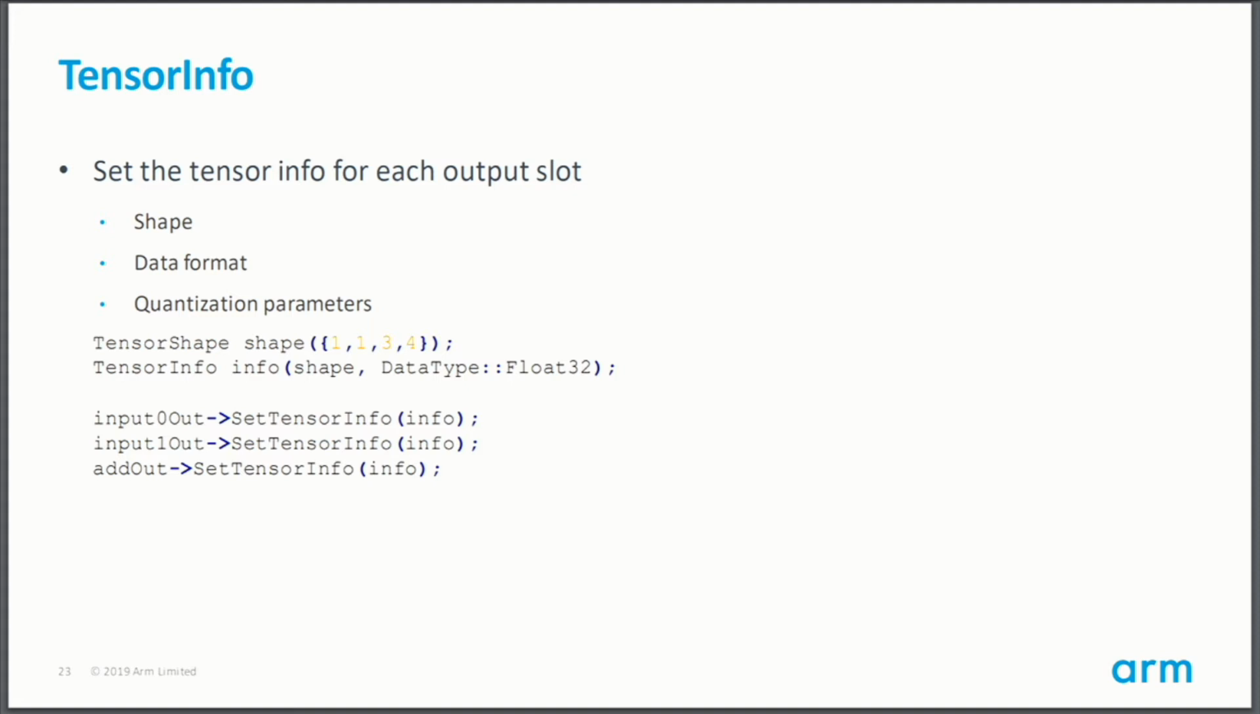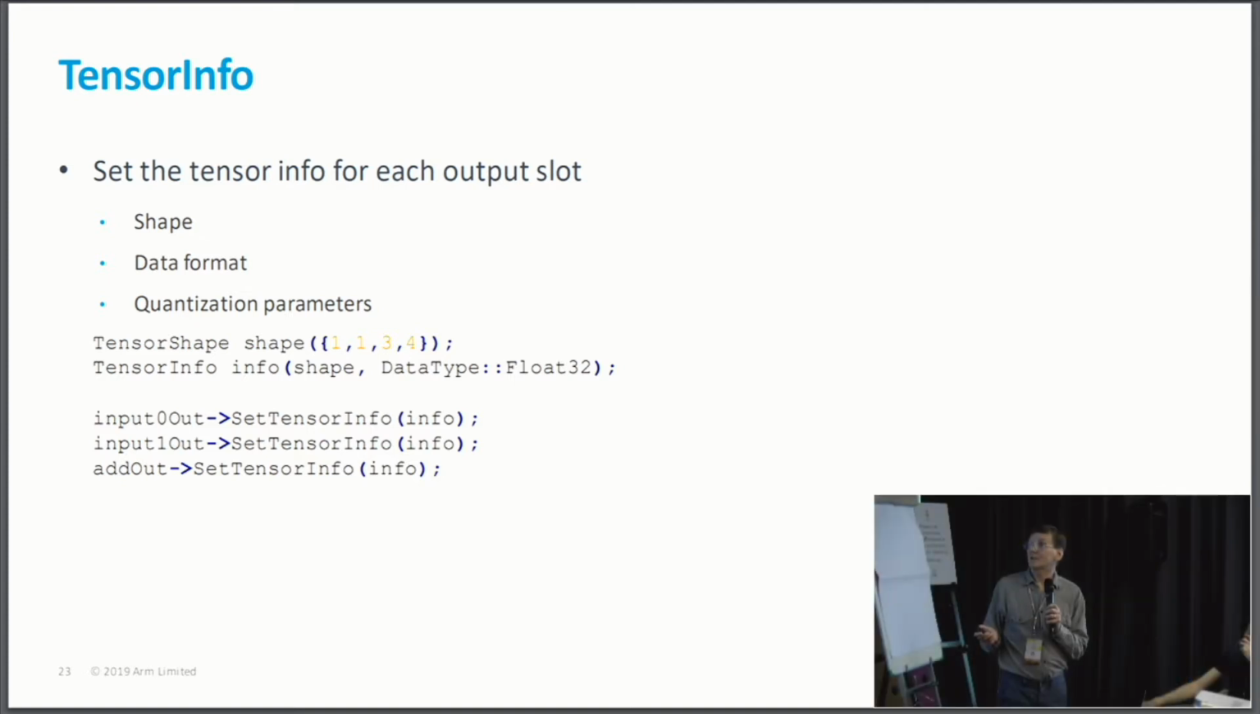The last thing you have to do in the graph is to set the tensor information, the shape, the data format, and the quantization parameters. In this example, the shape is defined here. It's just a tuple. The data type we've chosen here is float32. If it was a quantized data type, you would also define the quantization parameters for the scale and the offset. And you simply set this tensor information on the appropriate output slots.